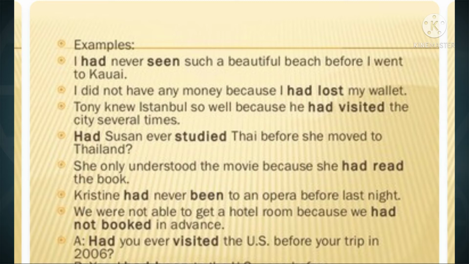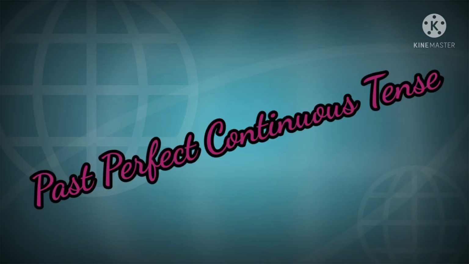Most probably, in most of the cases, there will be two clauses in past perfect. That means two events will be there, and the first event will be used in past perfect and the second event will be used in simple past. Keep it in your mind. This is the rule, and this is very easy.